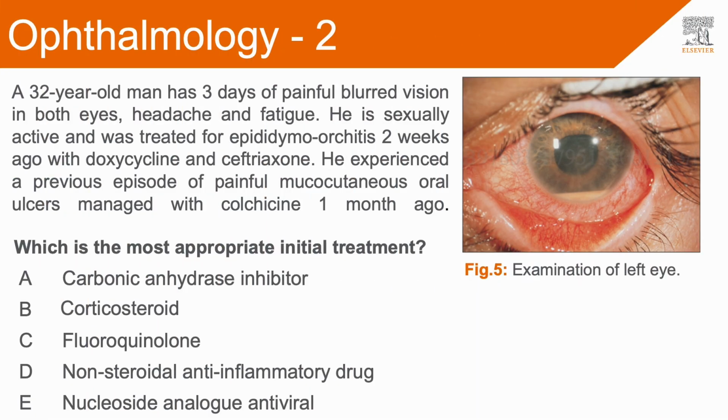A 32-year-old man has 3 days of painful blurred vision in both eyes, headache and fatigue. He is sexually active and was treated for epididymitis 2 weeks ago with doxycycline and ceftriaxone. He experienced a previous episode of painful mucocutaneous oral ulcers managed with colchicine 1 month ago. Figure 5 shows the examination of the left eye. Which is the most appropriate initial management?